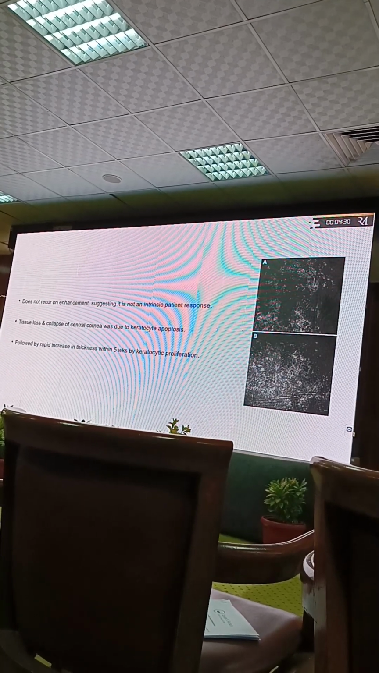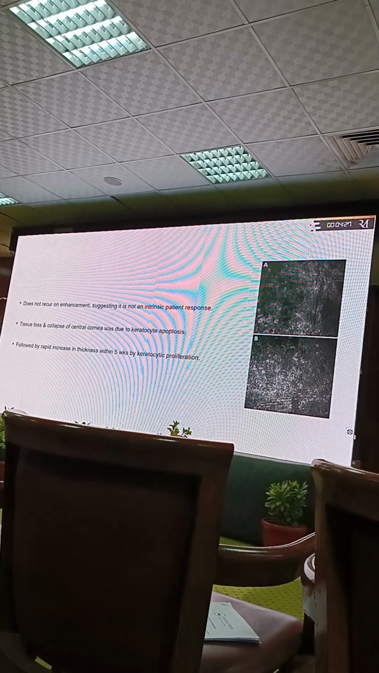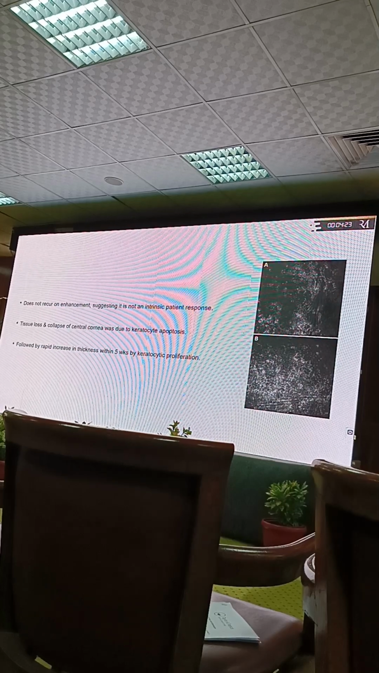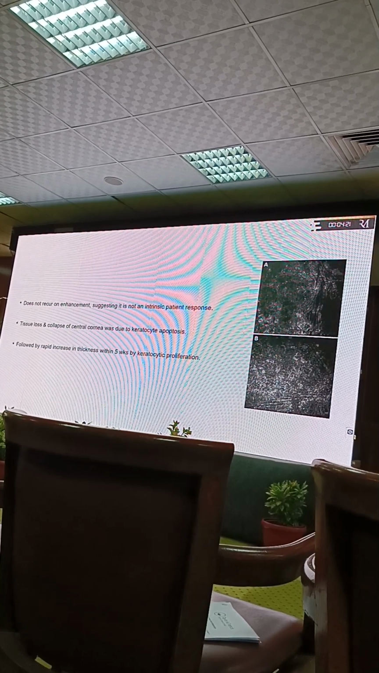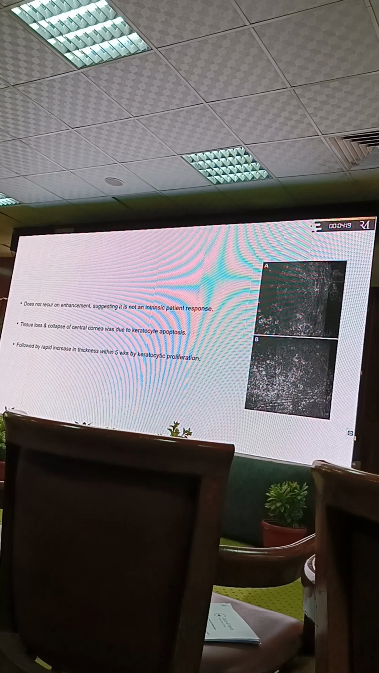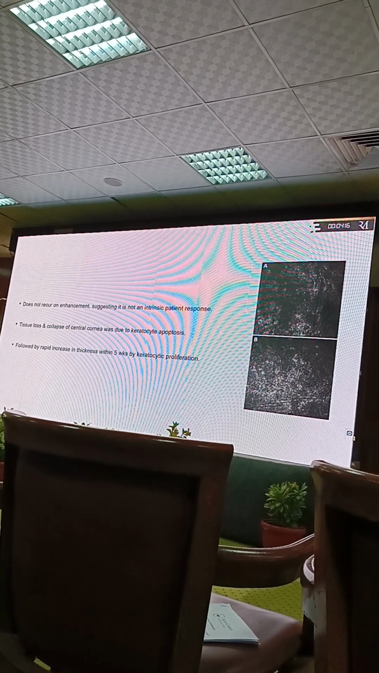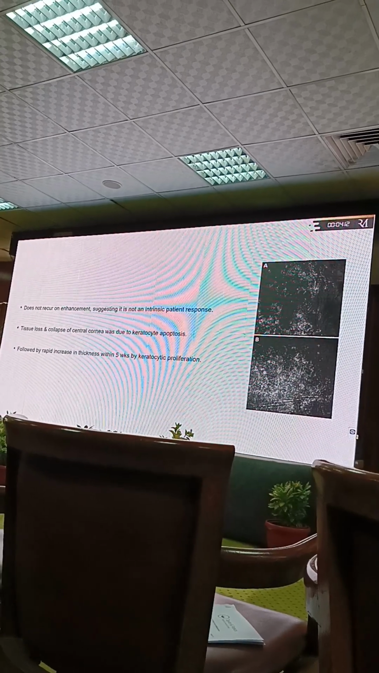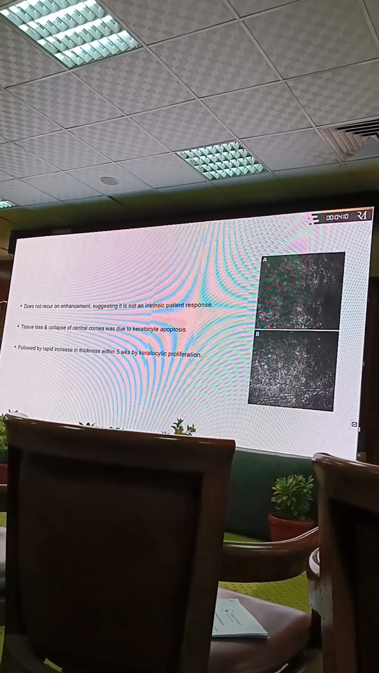It does not recur on enhancement. So if you have a residual error, you can do enhancement with no fear of recurrence of central toxic keratopathy. So it's not an intrinsic patient response. Tissue loss and collapse of the central cornea was due to keratocyte apoptosis, and this is the pathogenesis.